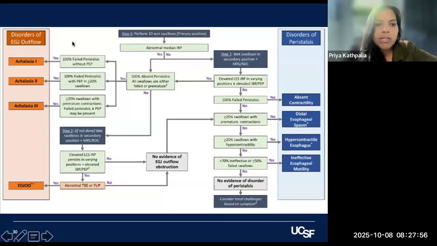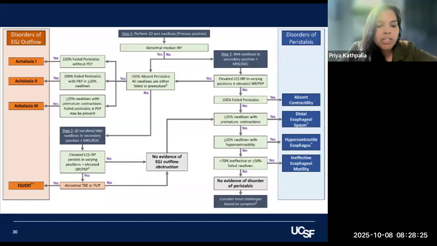And then with regards to outflow obstruction, those could be either achalasia patterns if they also have failed peristalsis, or if the peristalsis is normal, then you may have something called EGJ outflow obstruction, or esophagogastric junction outflow obstruction. So that's where you have normal peristalsis, but an abnormal, elevated median IRP.